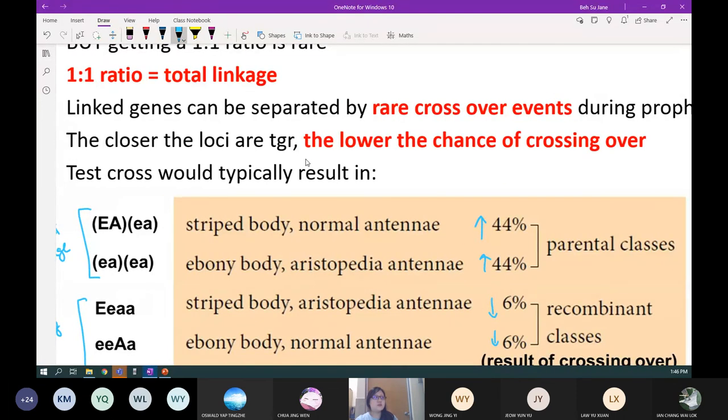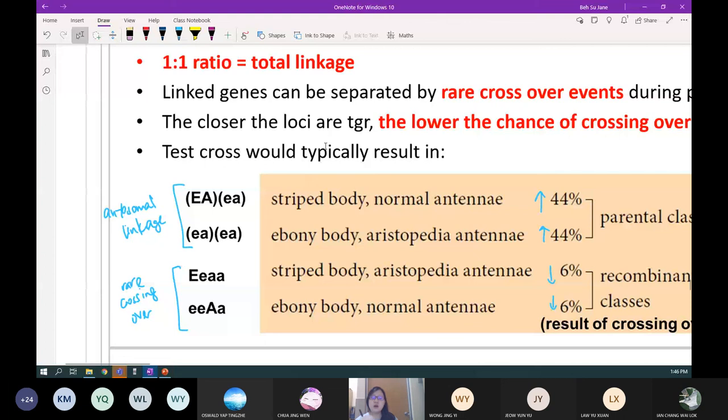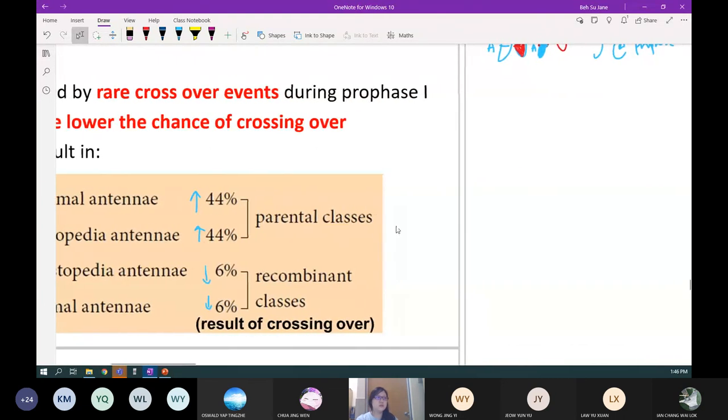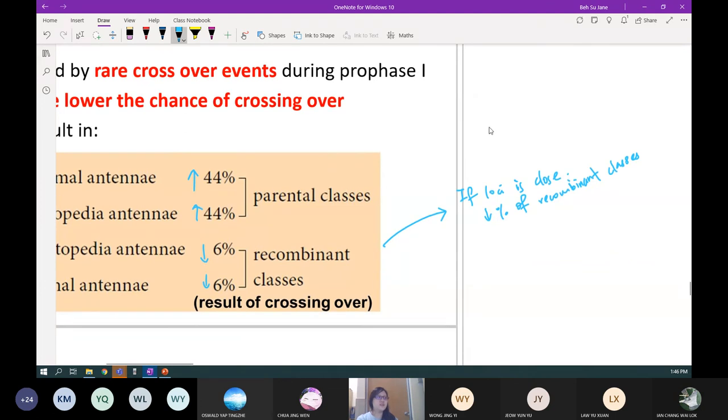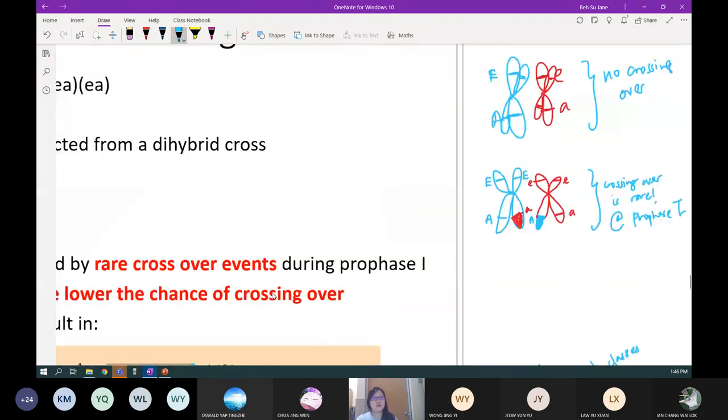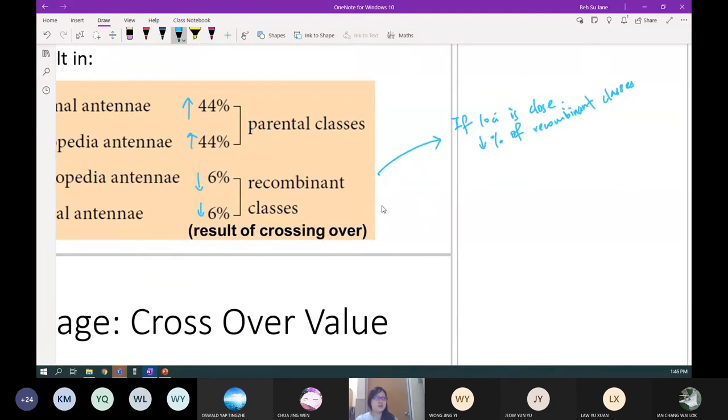Okay, get it? So if the loci are very close, then there will be a very small percentage of recombinant classes. You realize that it's also an even number. Let me see now. I have failed in spelling. Okay, they are the same amount. Of course, if you swap, then it's always going to be an even number. It's going to be one of these and one of these. Okay, so it's an even number. Usually, they are both even numbers.